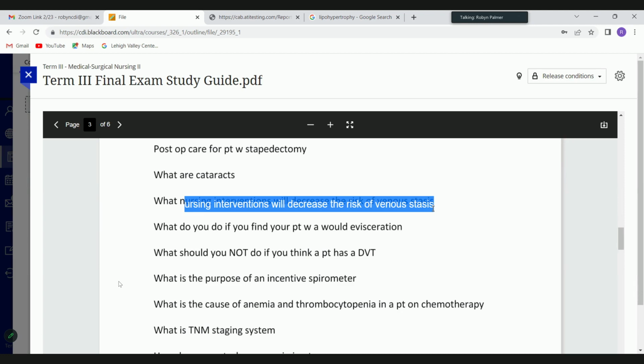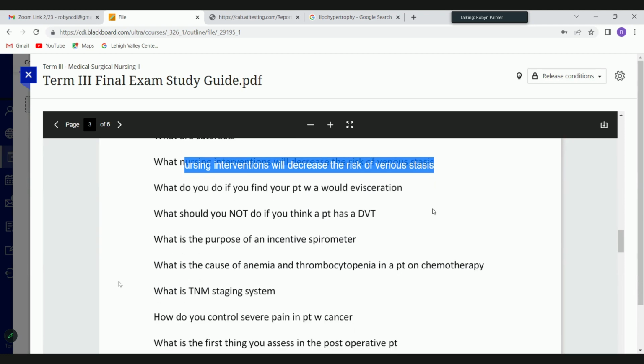If you suspected, so you tell me you suspect the patient has a DVT in the right lower leg. Why did you suspect that? What made you think the patient might have a DVT? Any signs and symptoms? Yeah, they got heat in the leg. Warm, redness, tenderness or pain, and swelling. So warmth, redness, tenderness, and swelling.